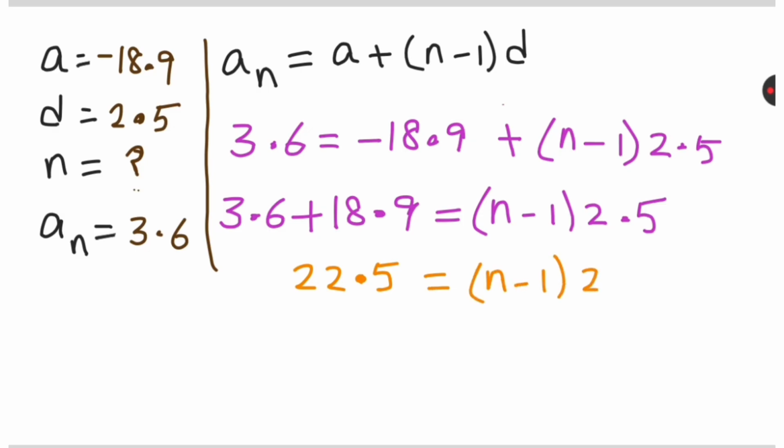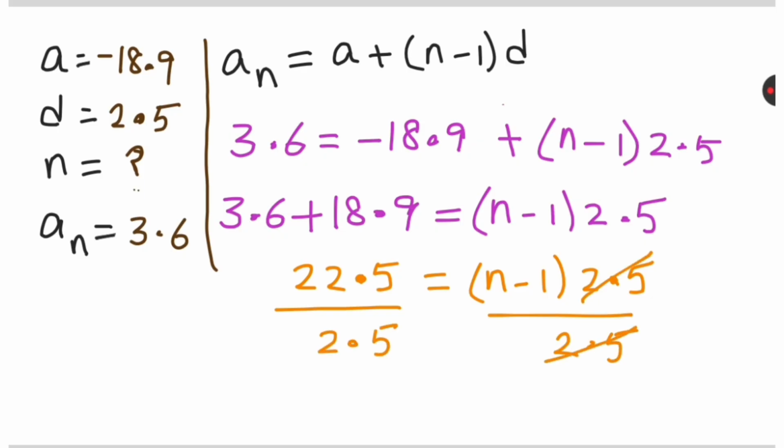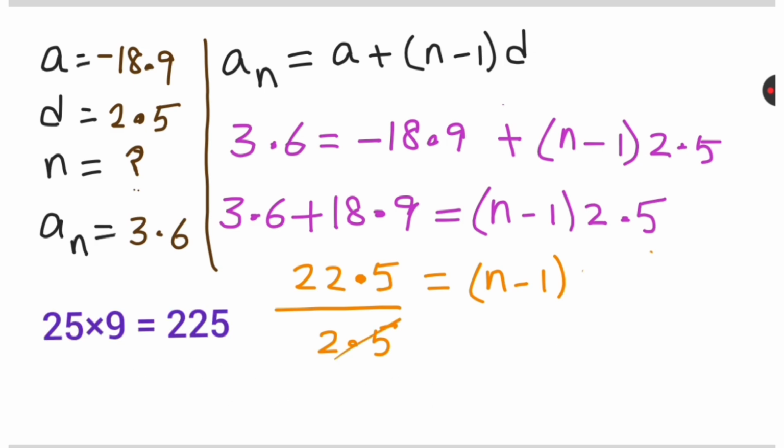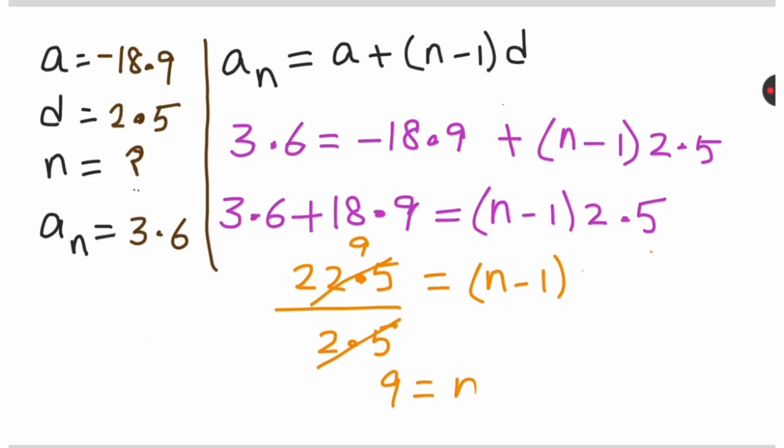times 2.5. If you divide both sides by 2.5, the 2.5 here and the 2.5 here get cancelled. So we are left with only n minus 1 on the right hand side. On the left hand side, 22.5 divided by 2.5 gives only 9. So 9 is equal to n minus 1.